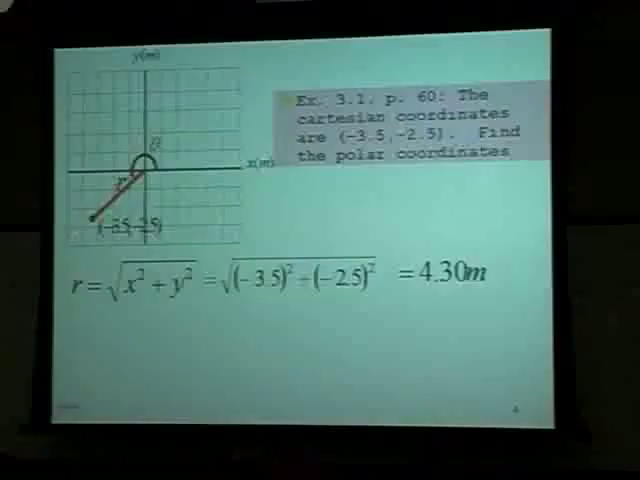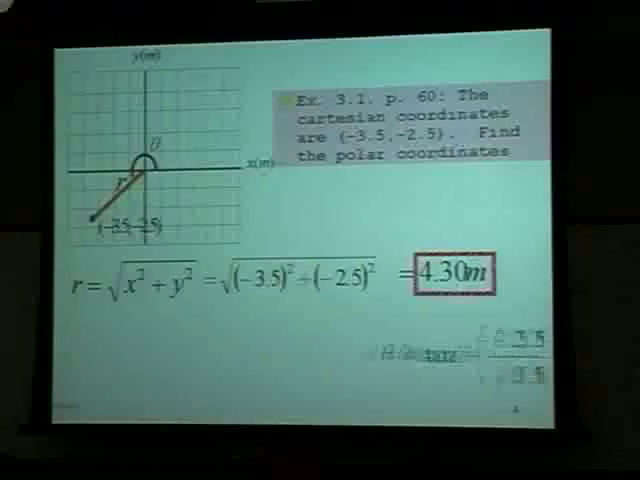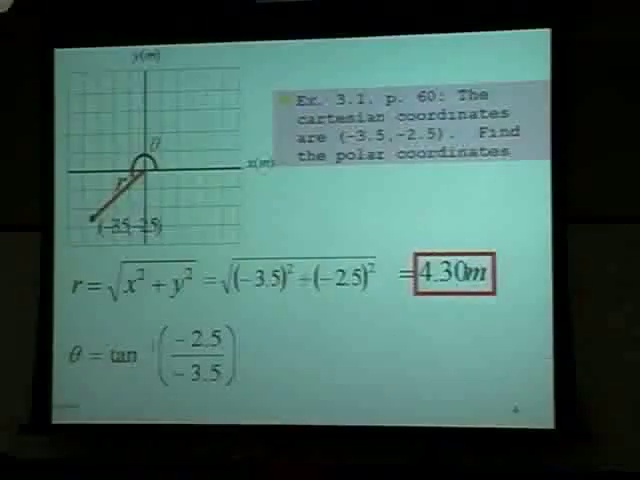And my angle theta will be the inverse tangent of the y component over the x component. Inverse tangent of negative 2.5 over negative 3.5, which will be 216 degrees from the positive x-axis. That will be an angle from this axis, 216 degrees. If you actually did this in your calculator, it would not give you 216 degrees. Right, Irvin?